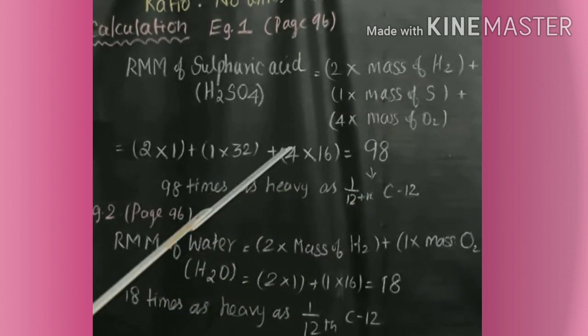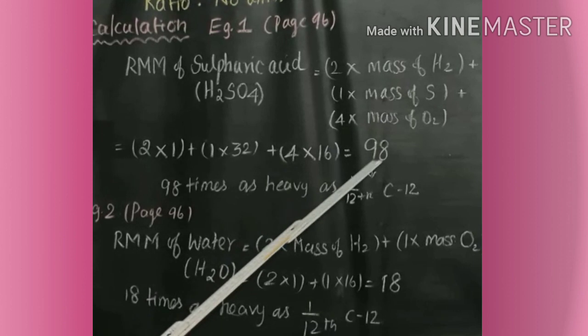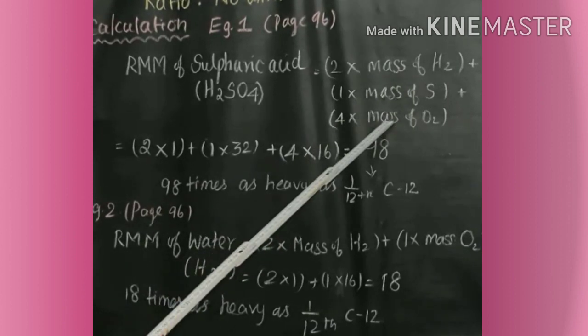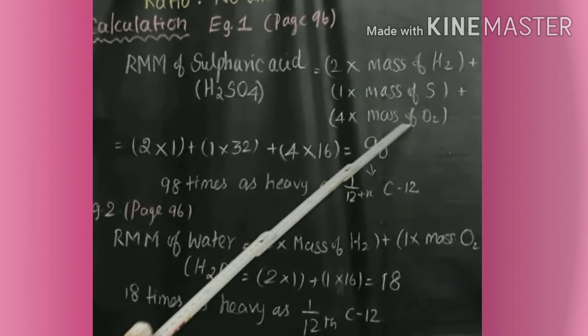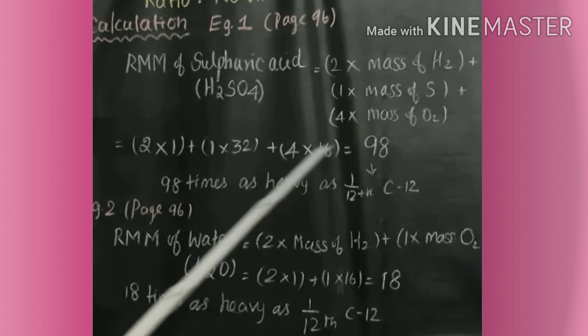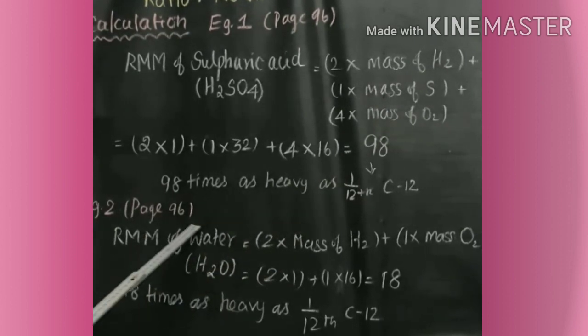So you have to refer to your periodic table. Better, you have to keep in your mind and remember all these masses of all these elements. That is the easy way. Then come to the second example.